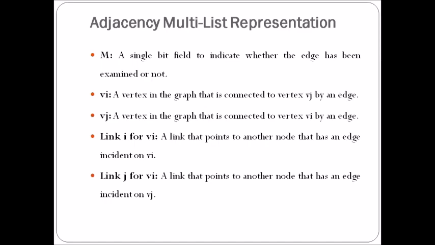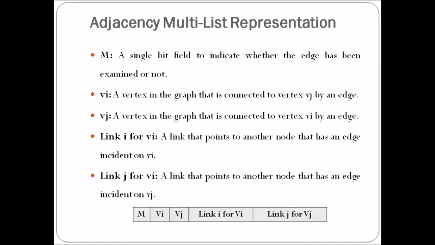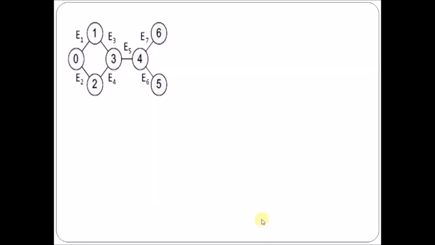So we can represent the overall structure for a particular edge using M, which is used to indicate whether we have examined the edge or not; V of I, that is the source node; V of J, that is the destination node; link I for V of I, that is the source node, and link J for the destination node. Now consider the example. In this example, we consider the edges E1, E2, E3, E4 and so on up to E7. Now for each edge, we have to represent the edge using the adjacency multi-list representation.